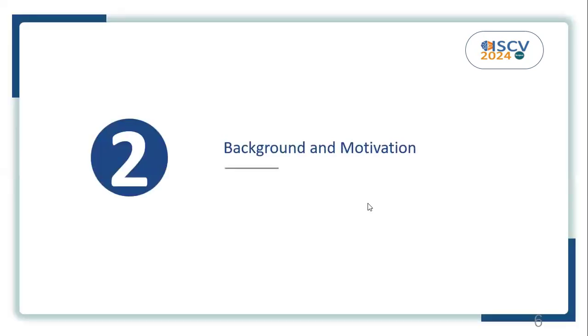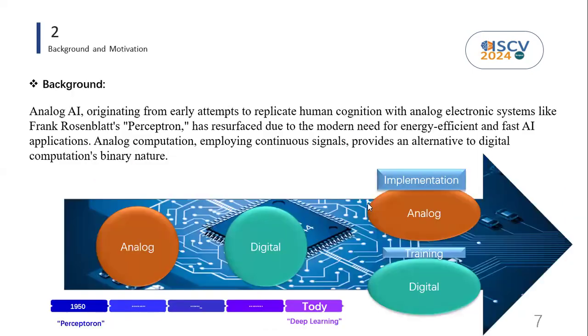Next, we have the background and motivation. Analog AI, originating from early attempts to replicate human cognition with analog electronic systems like Frank Rosenblatt's perceptron, has resurfaced due to the modern need for energy efficient and fast AI applications. Analog computation employing continuous signals provides an alternative to digital computation's binary nature.